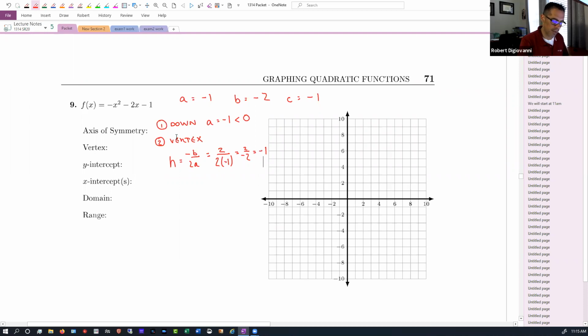Give me a second, I've got to calibrate my pen. See if this works. Where is it? There it is.